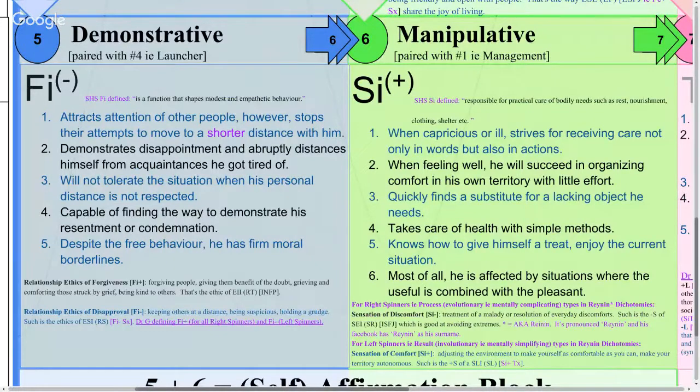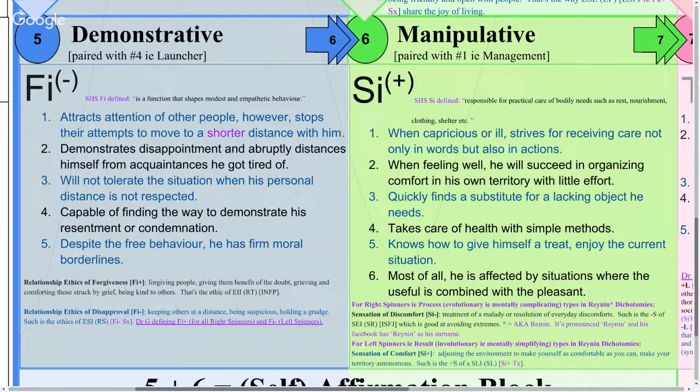Demonstrative. FI, SHS defined, is a function that shapes modest and empathetic behavior. Empathetic, I'll agree with. FI seems to be very much associated with rapport. And so all of the FPs are informing in Keirsey. So they're all about rapport up to a certain value-laden threshold. Right.